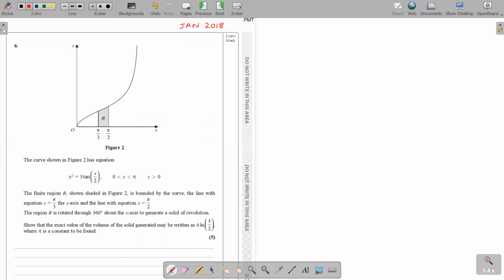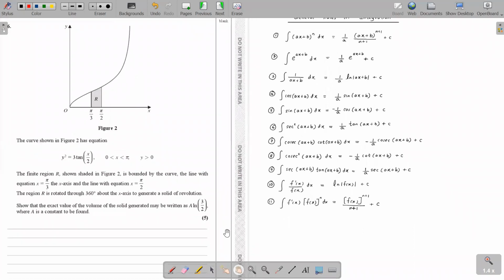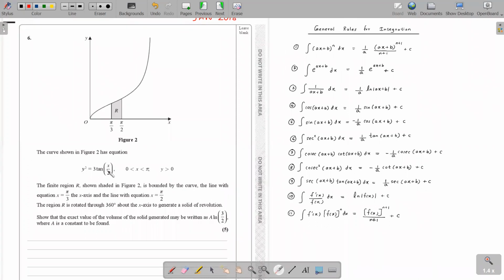Okay, question number 6 in Jan 2018. So we will discuss this integration question as well. Okay, so we'll go to question number 6 now. Let's read the questions. I have brought the rules here.